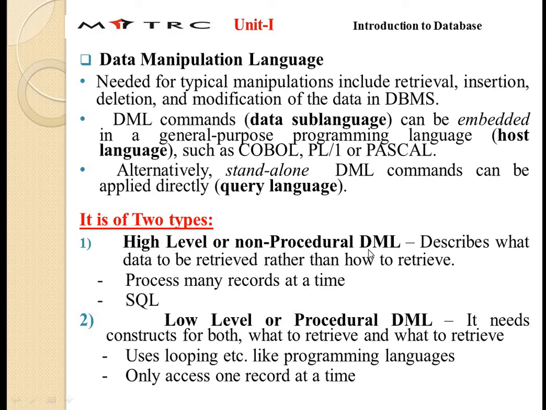So high level or the non-procedural DML describes what data is to be retrieved rather than how to retrieve. So high level focuses only on the data retrieval rather than how to retrieve. That means which data we need to retrieve, rather than focusing on how to retrieve, is the DML that is high level or non-procedural type. It processes many records at a time. That is a second important point to note, that is the characteristics of the DML. First type, that is high level.